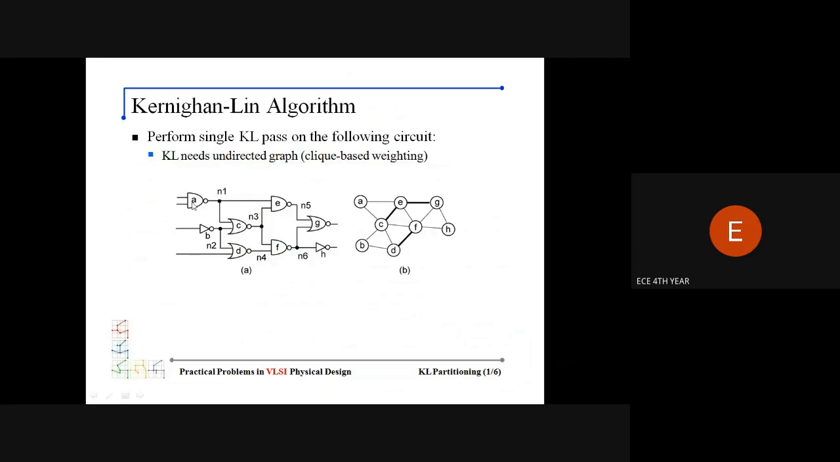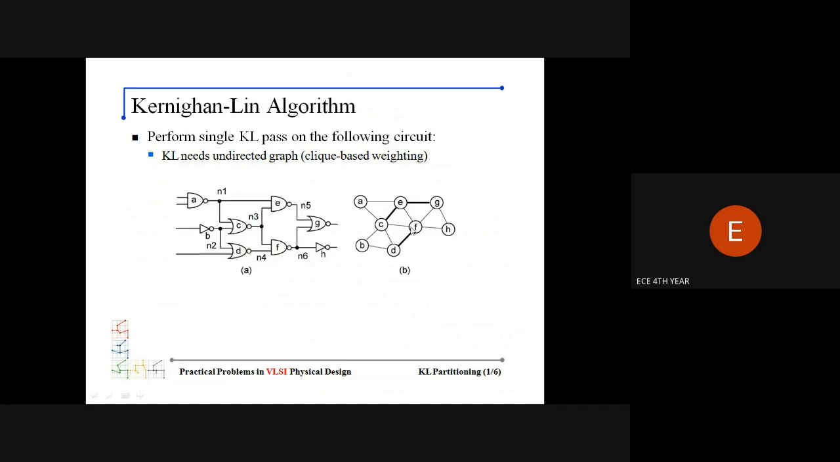Just follow my cursor. That is, A is connected with C, A is connected with E, C is connected with E. So A, C, A is connected with E, C is E. So this kind of representation is in the graph. And you can see some edges are thickened and some are actually thin.